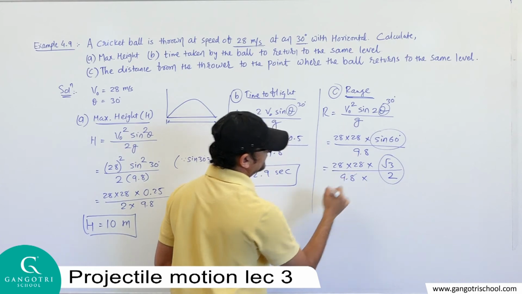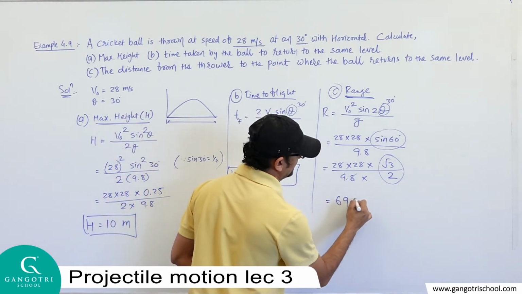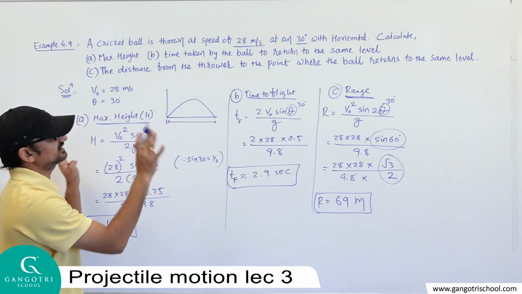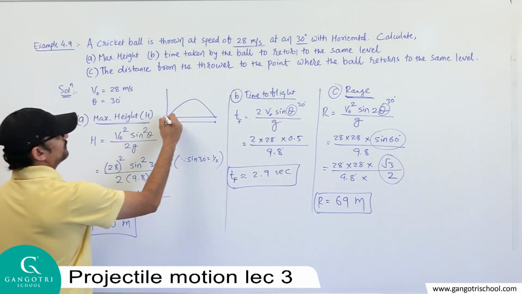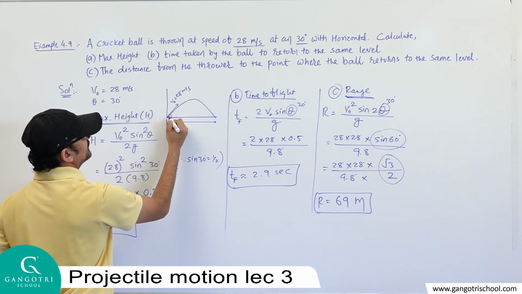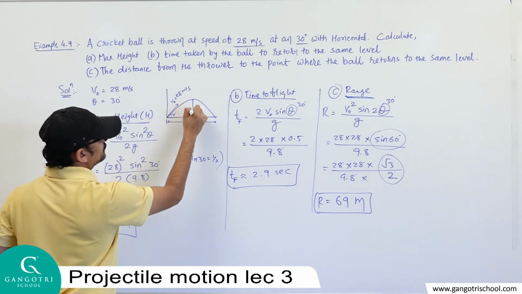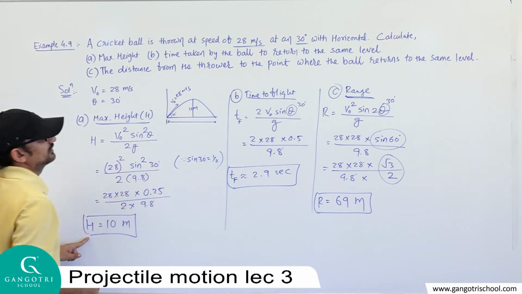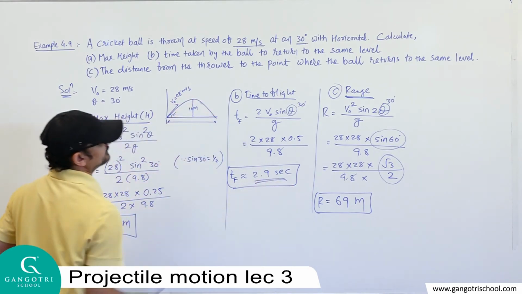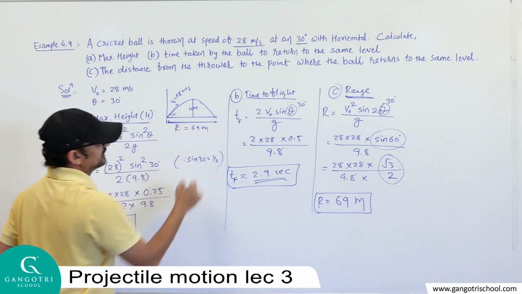Now simplify it yourself. I'll write the answer: 69 meters is the range. So in this entire sum, the ball is thrown with a velocity of 28 meters per second at an angle of 30 degrees. It gets a maximum height of 10 meters. The total time to complete the motion is 2.9 seconds, and the total horizontal distance, the range, will be 69 meters.